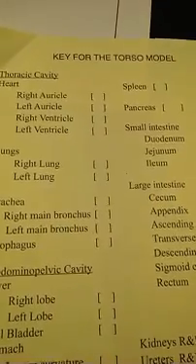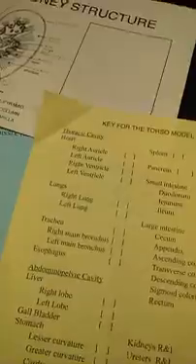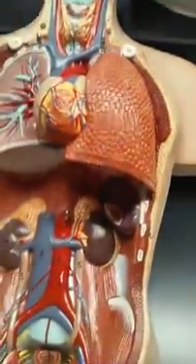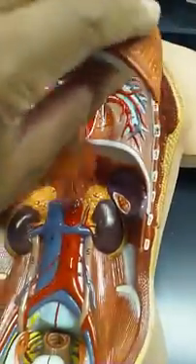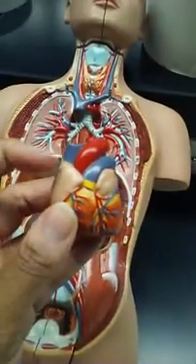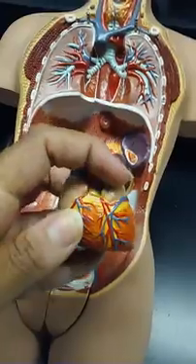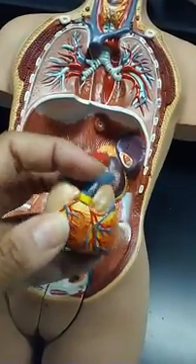Alright, and now we're about to do the torso for the model, starting with the heart, removing the lungs. Alright, so here's the heart. We have the right auricle and we have the left auricle.